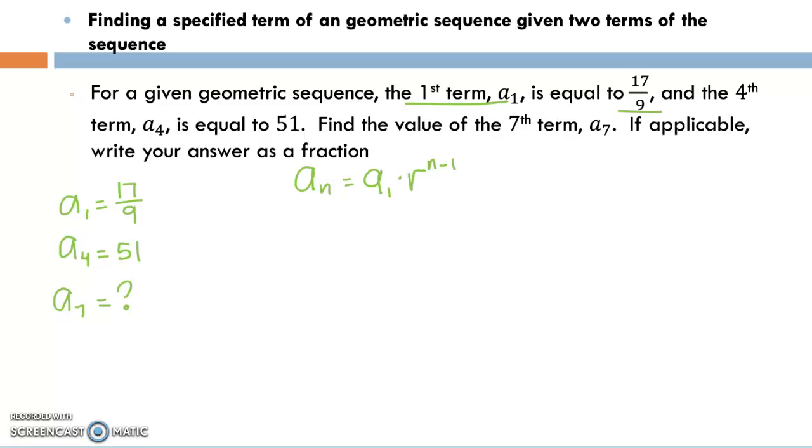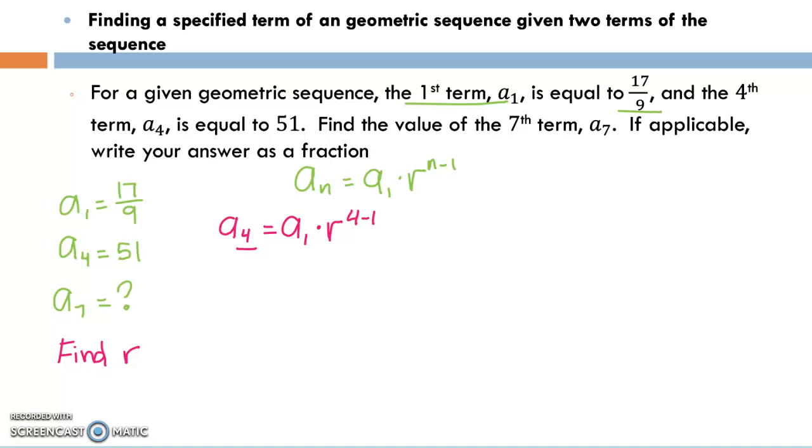Well, in order to use this equation, I need to find r. So I'm going to use this equation twice. The first time I'm going to use it to find r. The next time I use it, I'm going to use it to find a7. So how do I use this? Well, I know the fourth term, a4, is 51. So the fourth term, a4, is going to be equal to the first term times r raised to the n minus 1, but n right now is 4, so 4 minus 1.